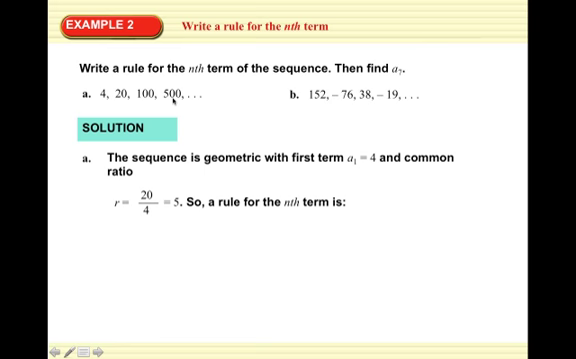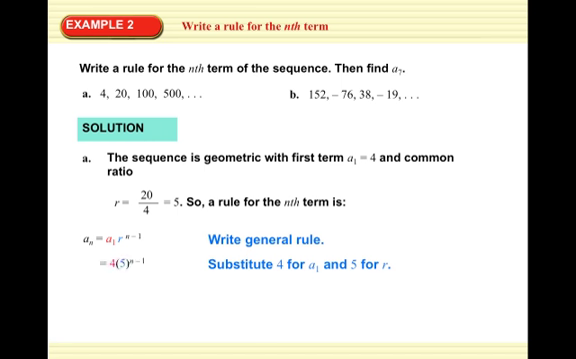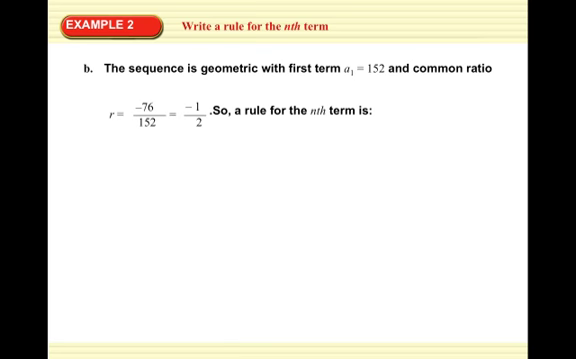So R is 5. In general, the nth term is equal to the first term times R to the n minus 1. So we're going to plug in 4 for A1 and 5 for R, and we get that the nth term equals 4 times 5 to the n minus 1 power. To find the 7th term, that is A7, we plug in 7 for n. We have 4 times 5 to the 7 minus 1, which we simplify, and that gives us 62,500.